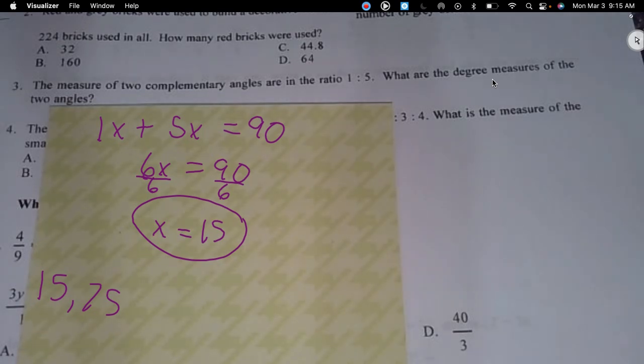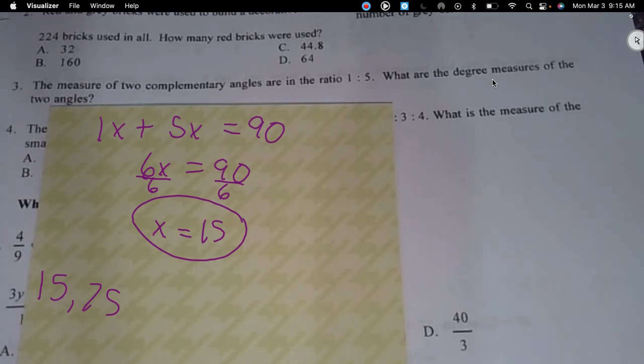Any questions on that? These three are the easiest problems. You just do 1x plus 5x, that one equals 90. Solve it. Don't forget to plug it in. Answer the question.